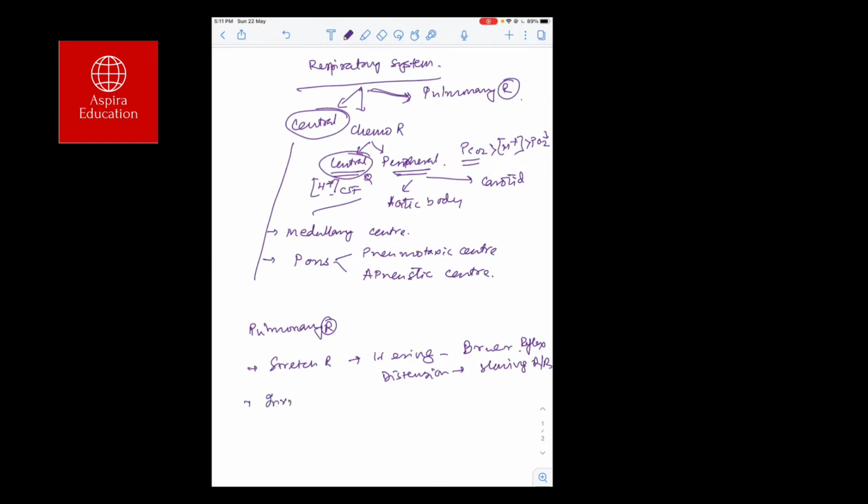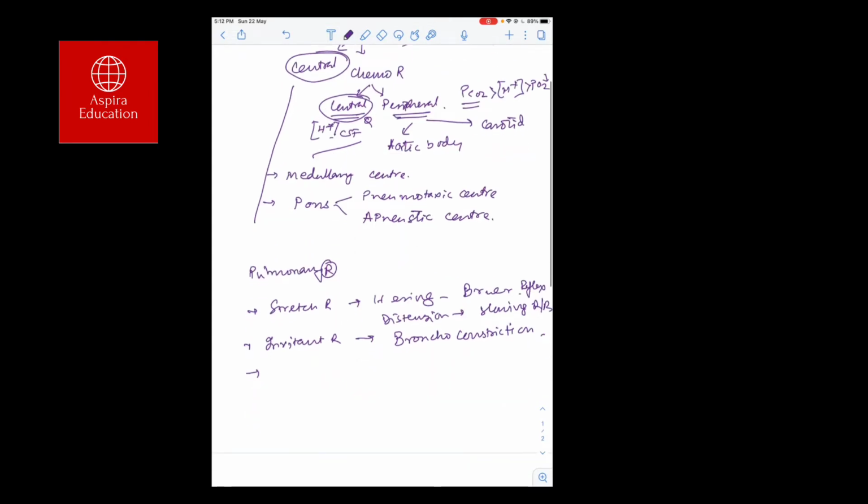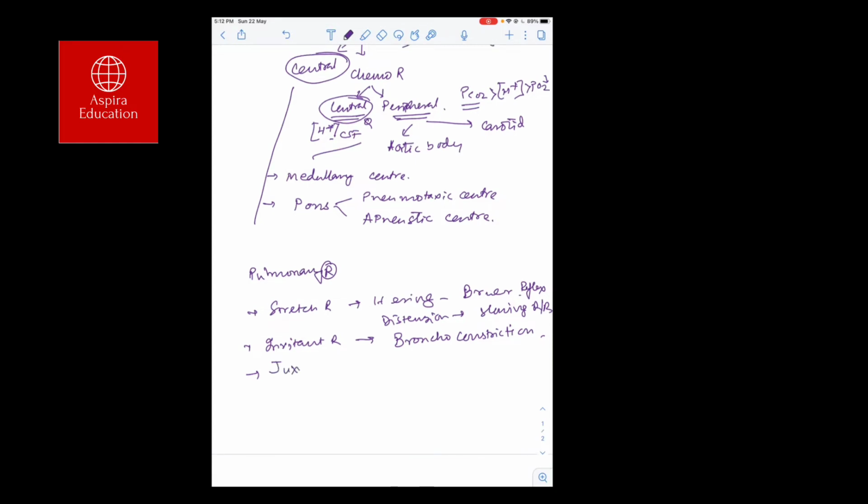Then we also have the irritant receptors. Irritant receptors are actually a chemoreflex, where if these are stimulated, we can see some bronchoconstriction. So these are basically chemoreceptors. We are not going into much detail. Much detail is not required, but a brush up of this is very important, because a lot of questions in respiratory you can find from here.